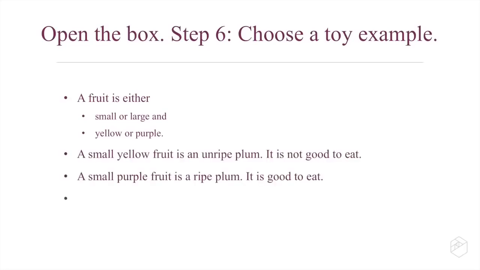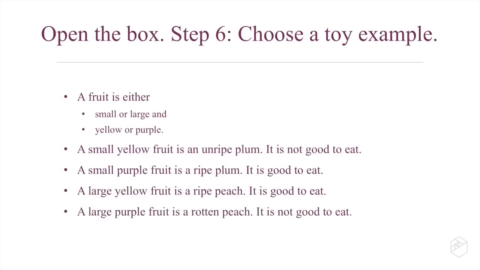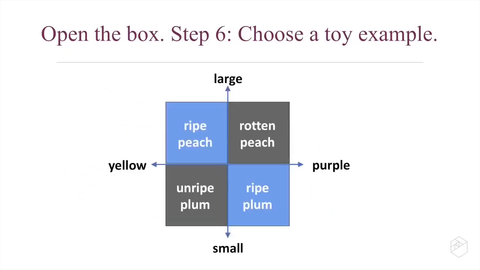Now, any small fruit is a plum. If it's yellow, it's not yet ripe, but if it's purple, it's ripe and good to eat. Any large fruit is a peach. If it's yellow, it's great to eat, but if it's purple, it's rotten. You don't want to eat it. So in this example, in the world of peaches, there's a size axis and a color axis. And you can see the good things to eat are at the upper left and the lower right.